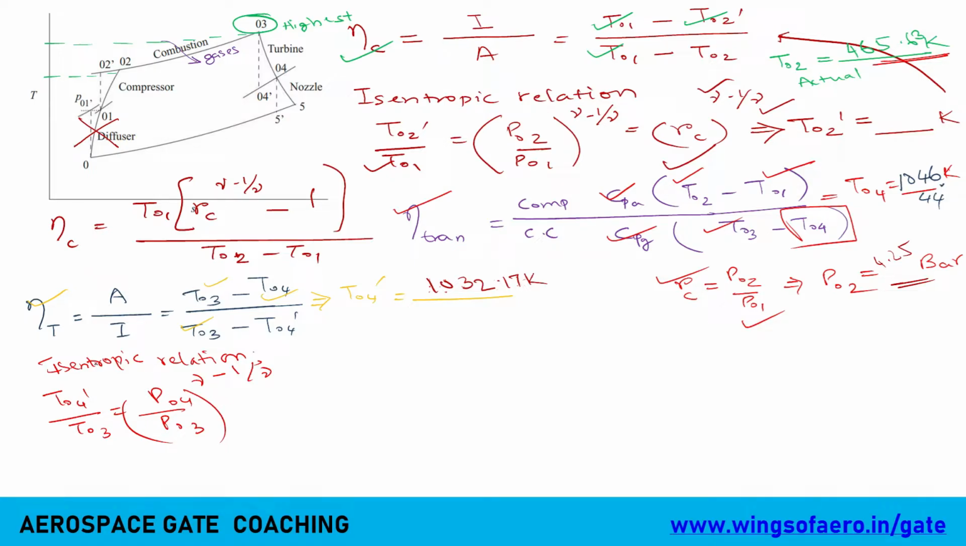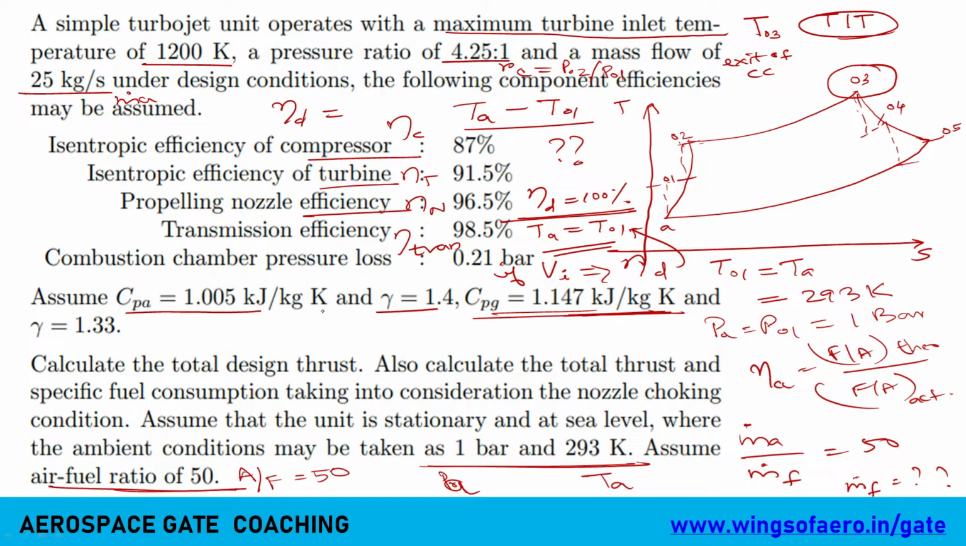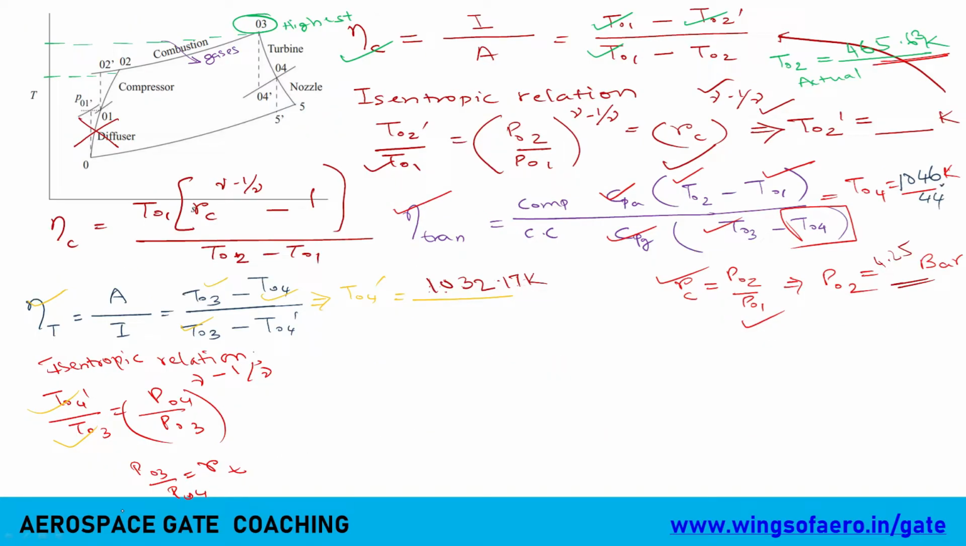Now the other way around, P03 by P04 is the pressure ratio of the turbine, so we can write it as R suffix T, P03 by P04. Can you find any one of the unknown values using this relation? T04 prime is known, T03 is known. Now which gamma value will you use, 1.4 or 1.33? Absolutely, the gamma value you are going to use is 1.33, isn't it? So can you find RT then?